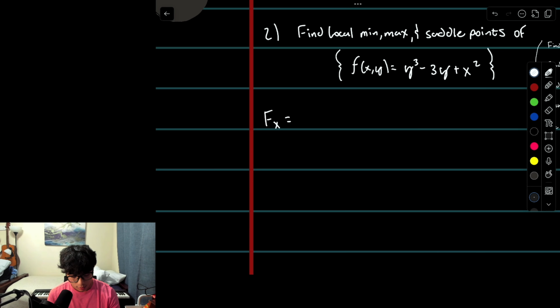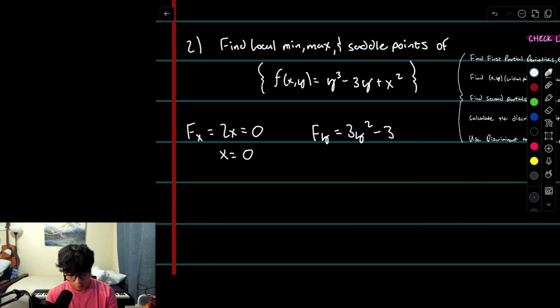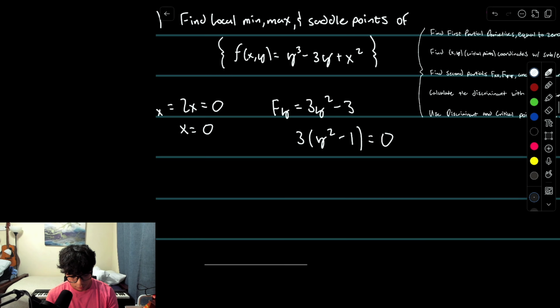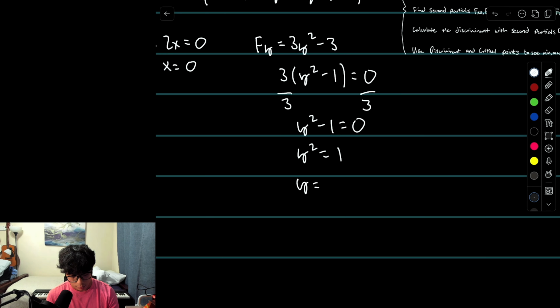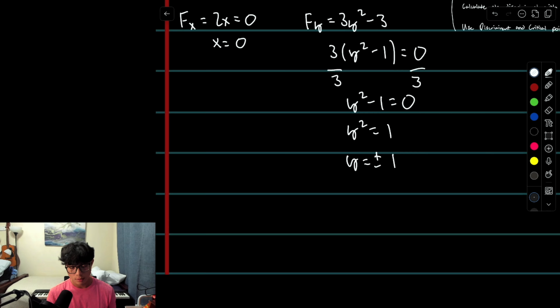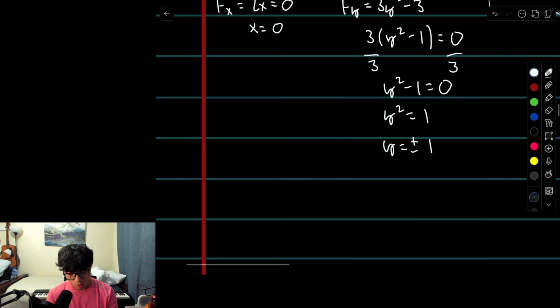So f_x equals 2x, which again set to 0, immediately giving us our x, which equals 0, and our f_y equals 3y squared minus 3, which you can see we could take out a 3, giving us y squared minus 1 in the parentheses equals 0, and dividing both sides by 3, we get y squared minus 1 equals 0, y squared equals 1, and finally y equals plus minus 1. So because of the plus minus 1, we have two critical points. Our x stays the same in both points, being (0, 1) and (0, negative 1).